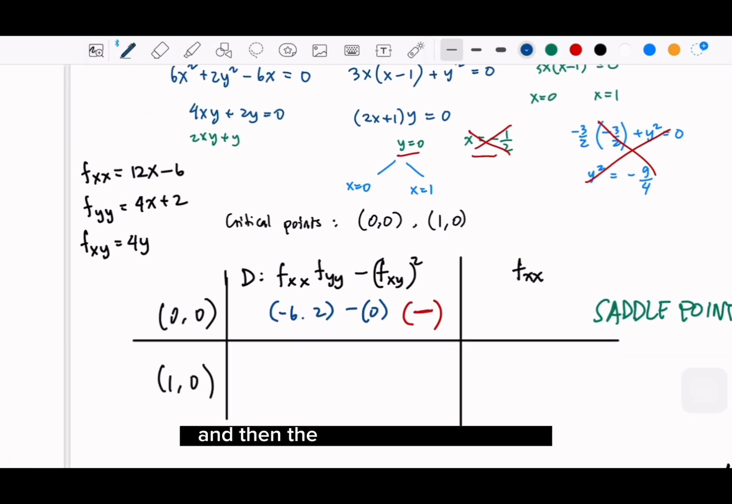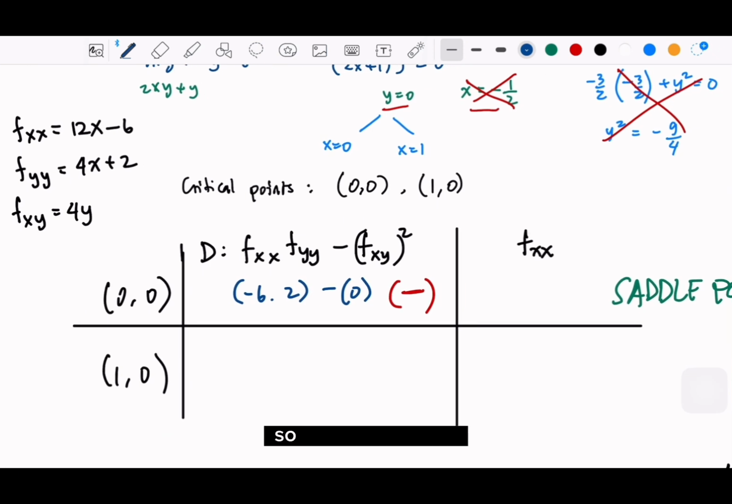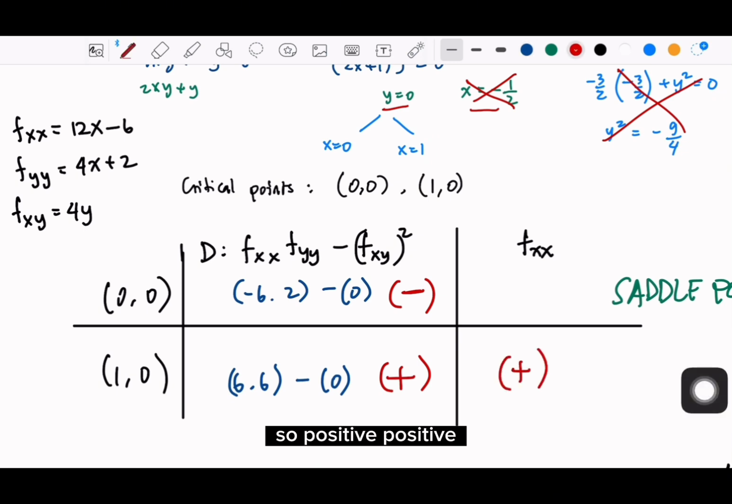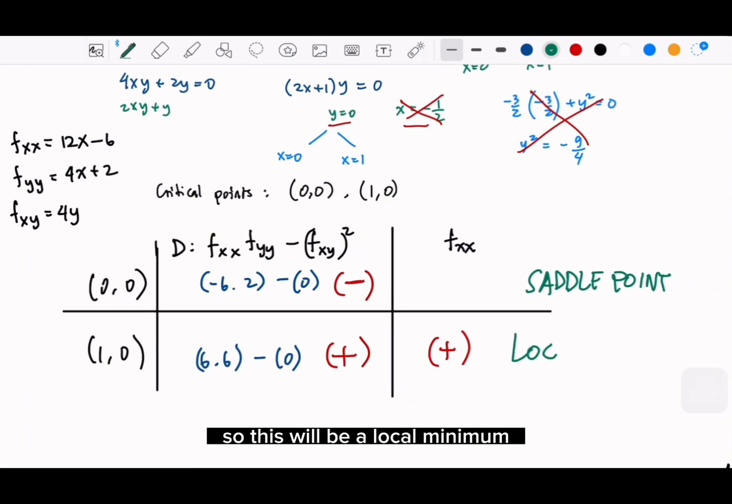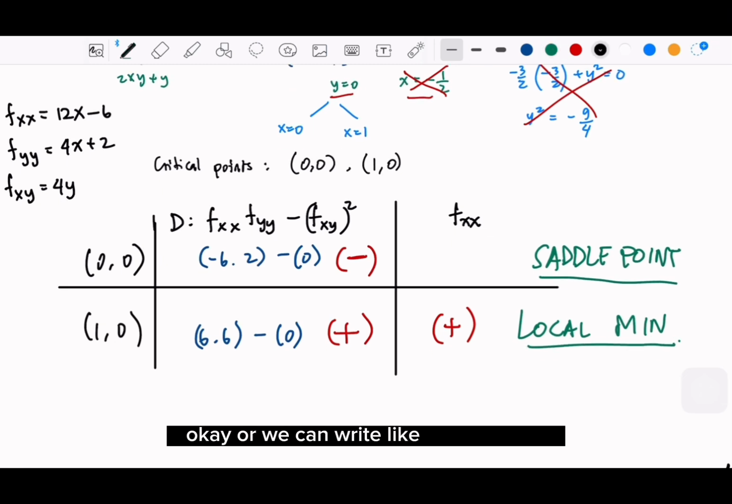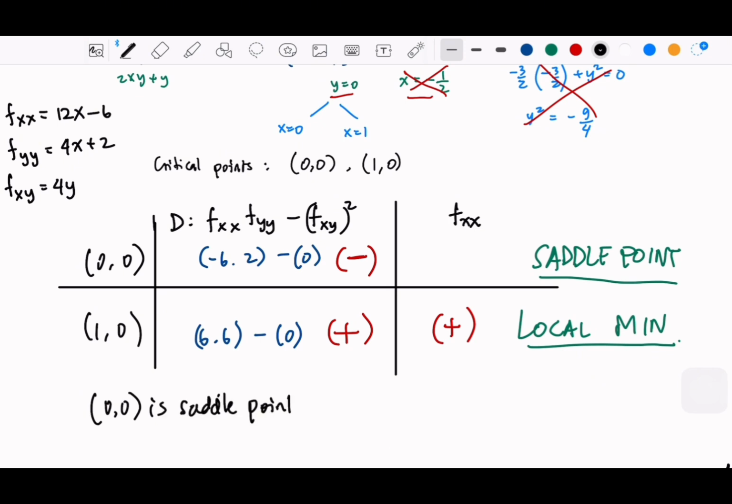And then the second point, (1, 0). So we put first, it's 6. It's also 6. And then minus 0. So it's going to be positive. And we need to check the partial xx or partial yy. So let's just check partial xx is positive, right? It's positive. So positive, positive. So this will be a local minimum. Or we can write that (0, 0) is a saddle point, and (1, 0) is a local minimum.